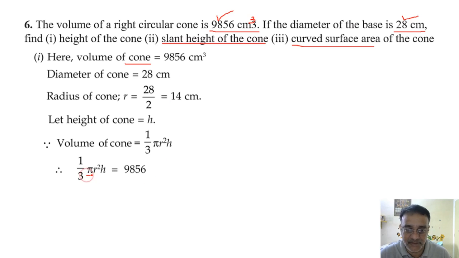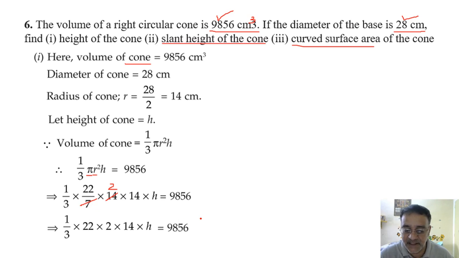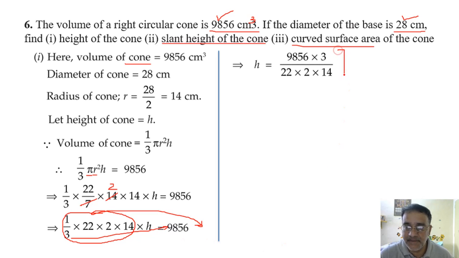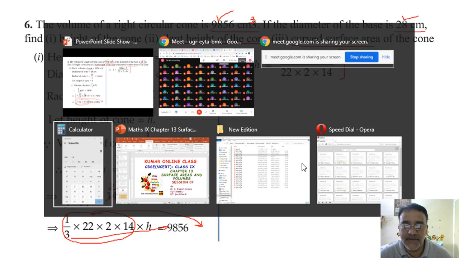Now we'll substitute the value of pi and r. ठीक है? Now this 14 can be cancelled by 7. So we'll get 2. So 1 upon 3, 22 into 2 into 14 into h is equal to 9856. So what we will do, we will shift all this to this side. Okay, so 3 ऊपर multiply हो जाएगा और बाकी ये तीनों नीचे आ जाएंगे. All will come down. So we'll get this step. Any doubt in this step? No, sir. Okay, right.